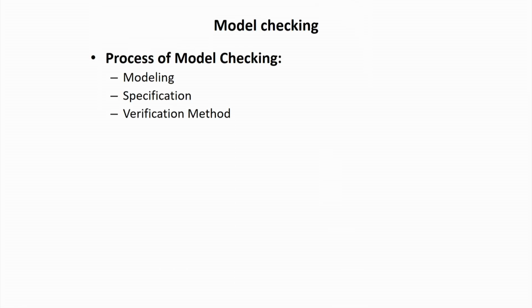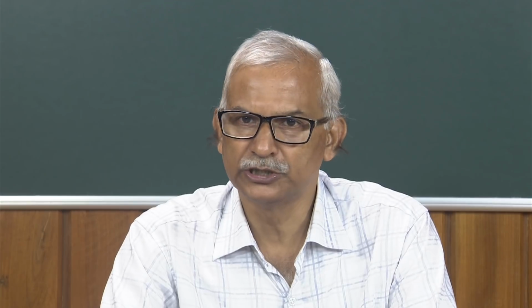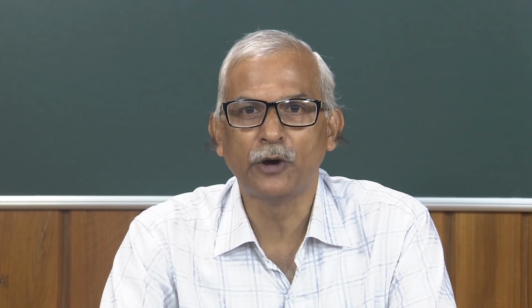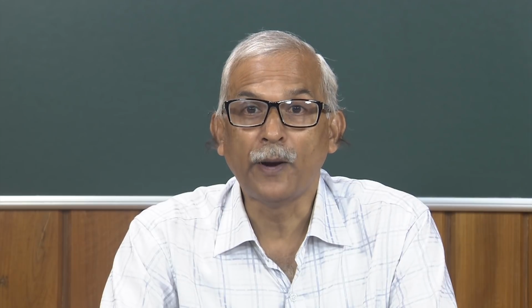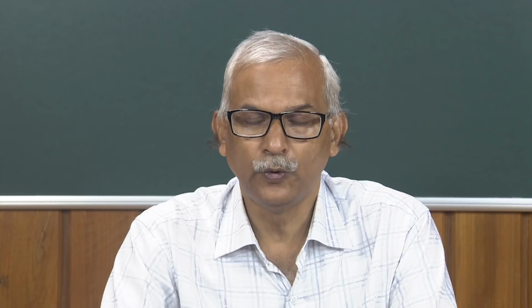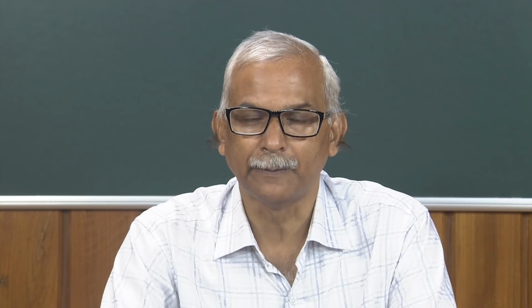We are having different formalisms. For model checking, we need one particular formalism. We are going to discuss that particular formalism. Then once the system is ready, the next step is we have to identify what are the properties that need to be satisfied by our system. We can say these are the specification of the system.